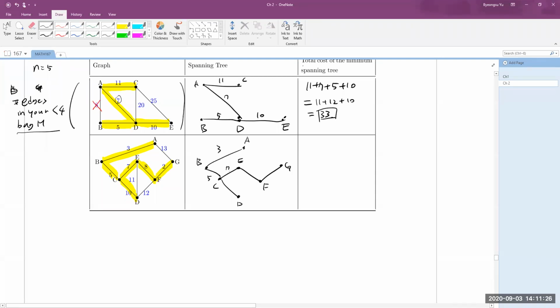3, 5, 7, 8, 10, 2. And the total cost of the minimum spanning tree is 2 plus 3 plus 5 plus 7 plus 8 plus 10, which is 17 plus 18, 35.